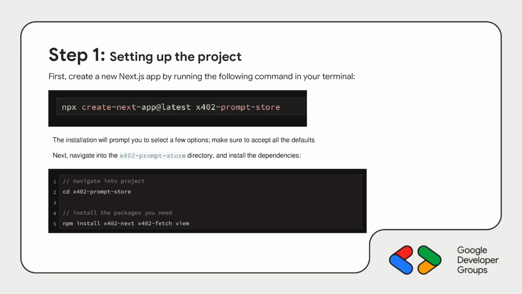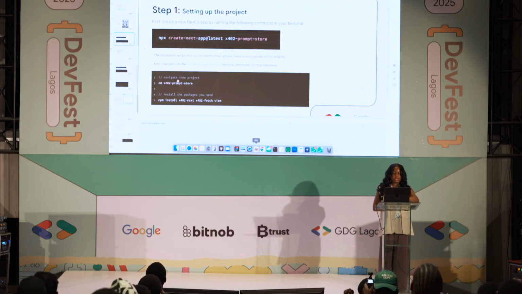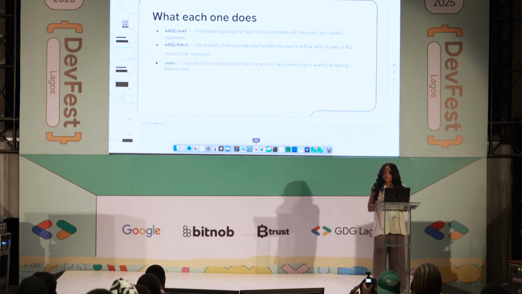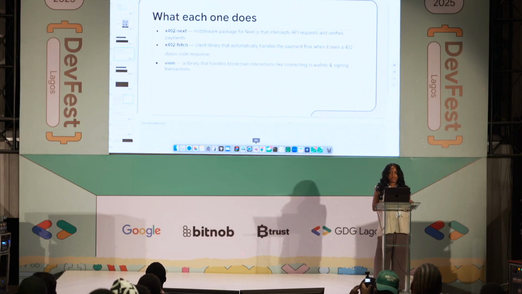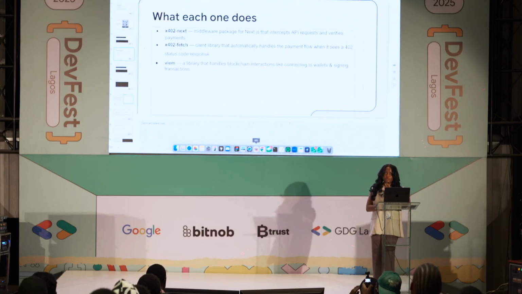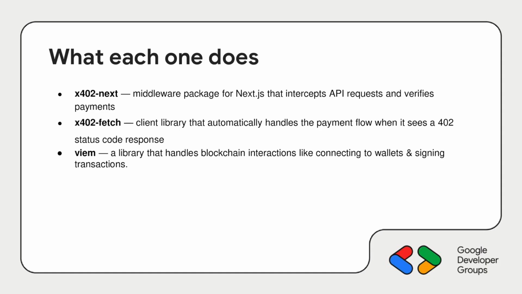Now, the first thing, let me just go through the processes. You set up a normal Next.js application, and then you install the X402 packages. We have 3 packages which you're going to be installing. If you clone the repo, you would see that all the code is there. The 3 dependencies you would be installing are x402 fetch, x402 next, and viem.